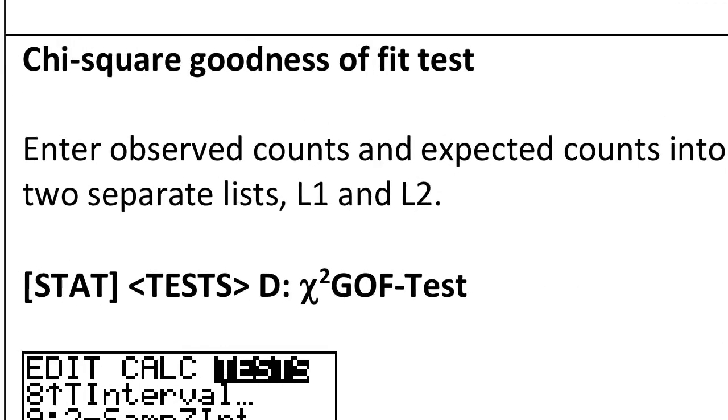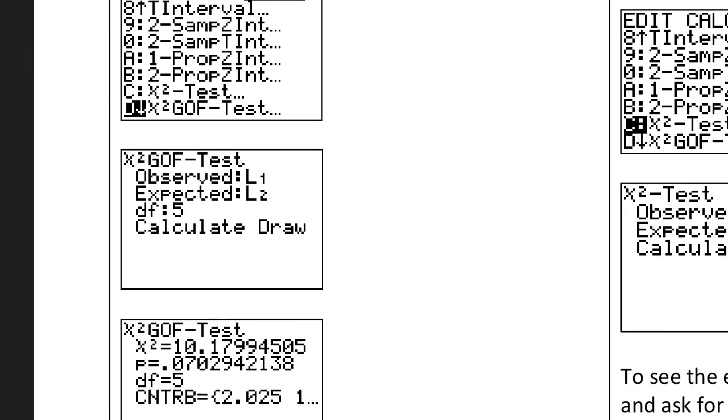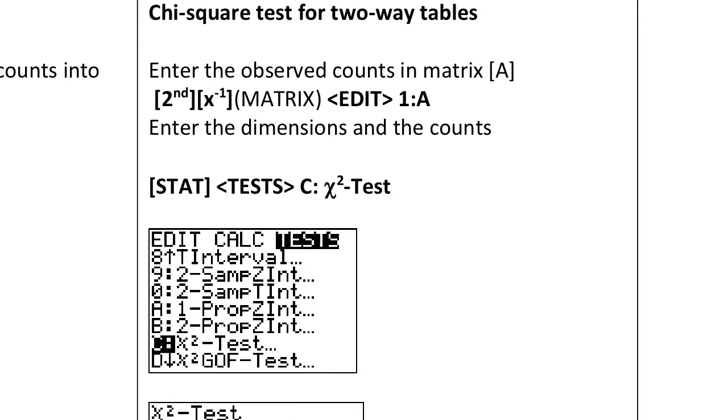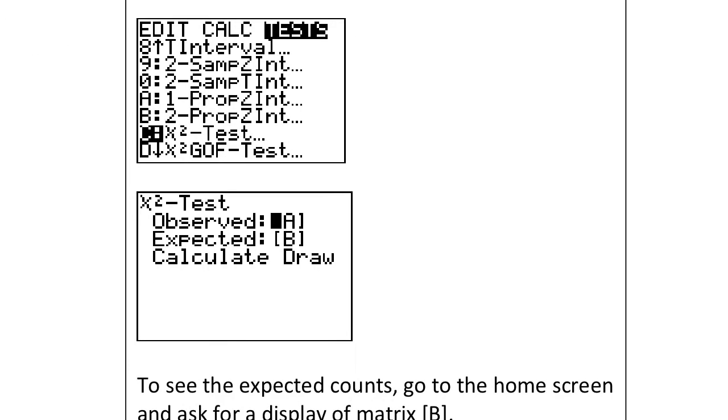So for goodness-of-fit tests, you need to have two lists, L1, L2, and then you run the goodness-of-fit test, and here's what you type in. For the other two tests for two-way tables, either homogeneity or association independence, your first step is to put everything into matrix A, which is second x negative 1, matrix edit A, dimensions, and so on. And then when you run it, observed A, expected B. That's the one where this stores your expected as B. You don't have to do anything to matrix B. It will do that on its own. Okay, so you have that page of notes in the middle of your notes.